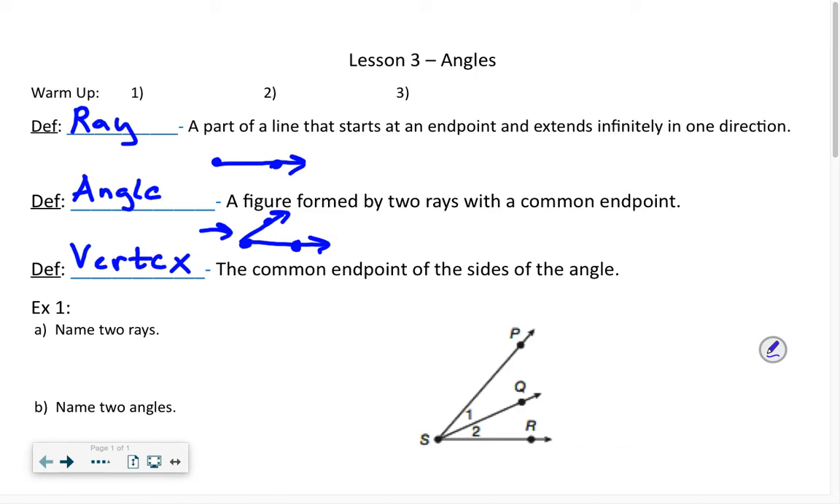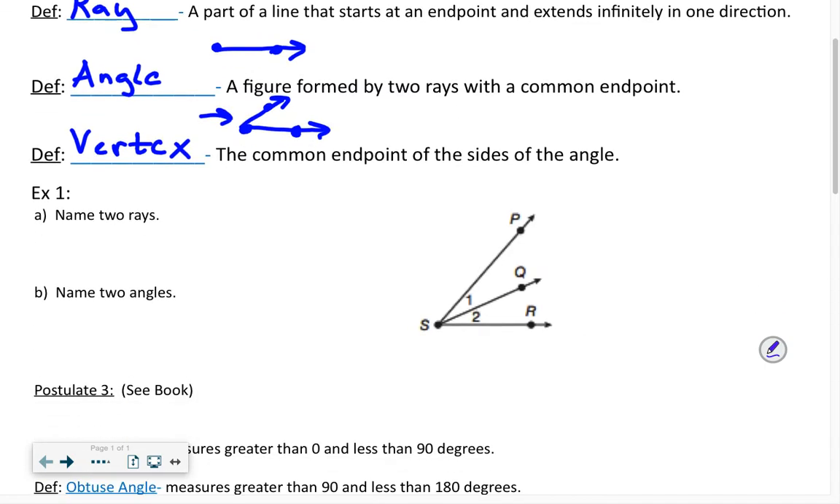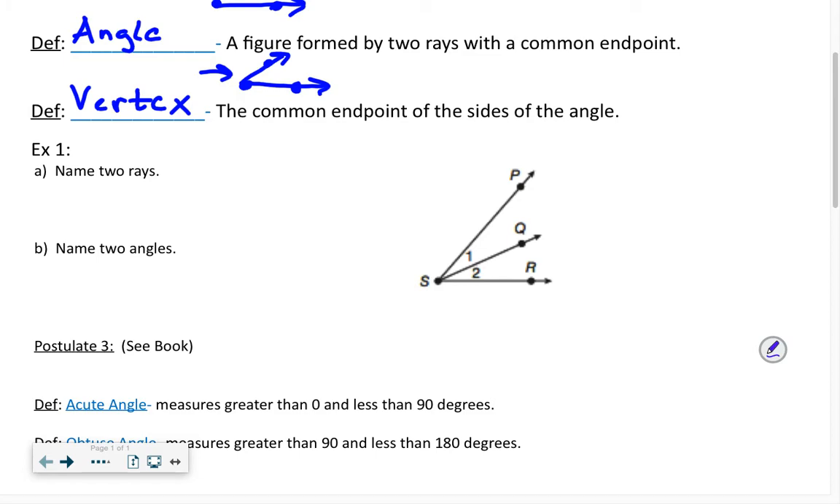Vertex is just a special name we give to that point of an angle. If we get into polygons later on, they use that term a lot to identify the number of vertices, which is the plural form of vertex. So for example number 1, I'm just going to begin by identifying rays and all these parts, just like we did for lessons 1 and 2.